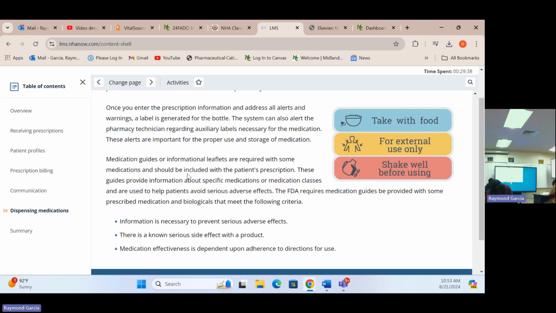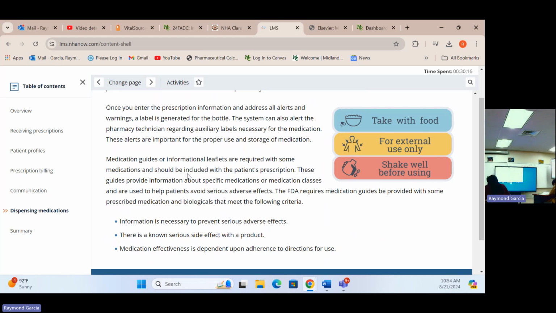Once you enter the prescription information and address all alerts and warnings, a label is generated for the bottle. The system can also alert the pharmacy technician regarding auxiliary labels necessary for medications. These alerts are important for the proper use and storage of medication. Examples are again on page 174: take with food, for external use only, shake well before using, keep refrigerated. Those are types of auxiliary labels you would put on the prescription.